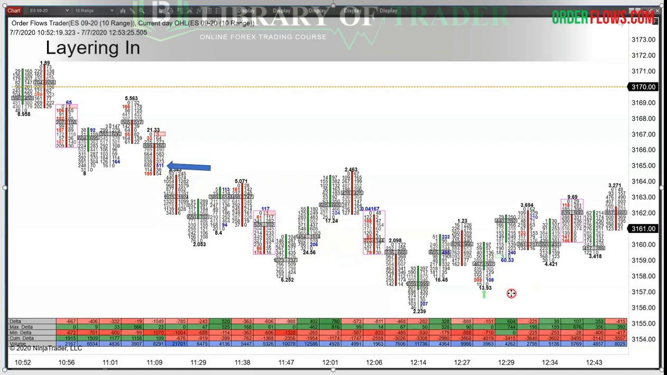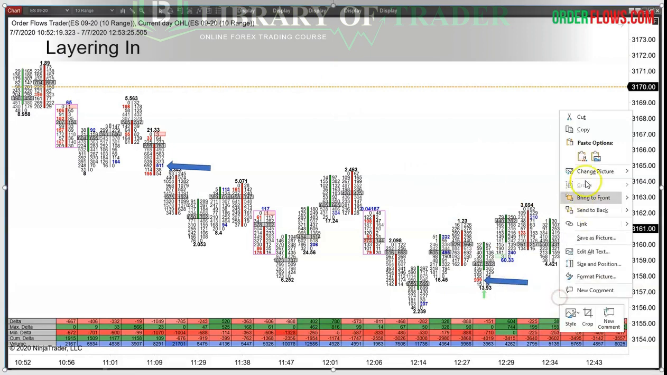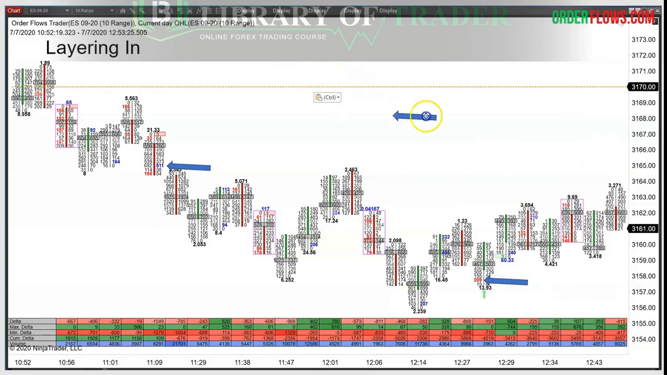Market sells off, get down in here. You've got another one, this time a buying one. Then you run up into the selling one, right back up here.